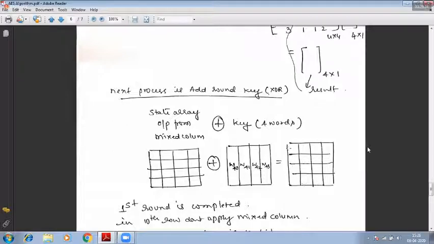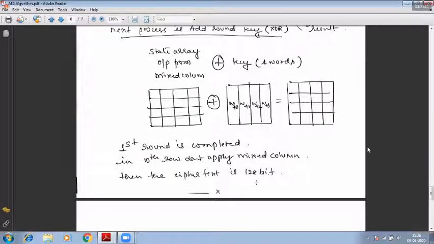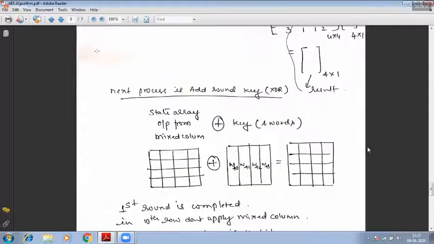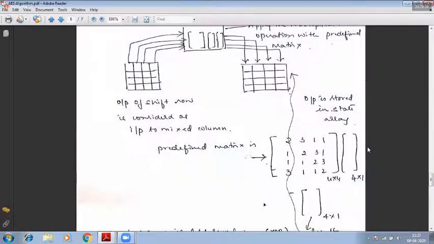Remember, each is of size 8, which is nothing but 1 byte. So 16 such bytes are there. 16 into 8 gives a 128-bit size. So after completing the first round, whatever I get as the output is a 128-bit ciphertext. This I did only for the first round. Like this, I have to repeat 9 times. Only in the last one, I'm not using the mixed column operation. So this is how your AES algorithm would proceed.